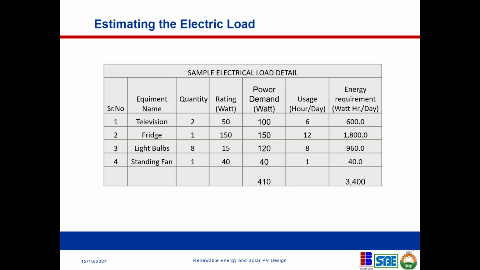You know the power already, which is 100 for television. That's for the two combined, and the usage is 6 hours. If you do that multiplication, you have 600 watt-hour per day. Now, this is the energy requirement per day. Okay, so you do that across these 4 items, and we have the total values here. The power demand for this client is 410 watts, and the daily energy need is 3,400 watt-hours.